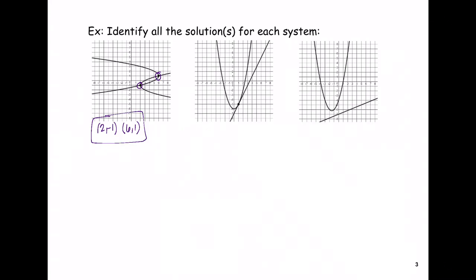When we look at the next example of a quadratic and a line, we can see that they intersect at one location. More specifically, that location is (1, -5). So there is one solution that makes both of these equations true. The next thing that we see is a line and a quadratic, and this line will never intersect this quadratic function, so we say there is no solution.